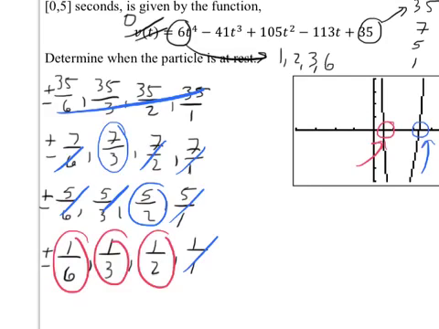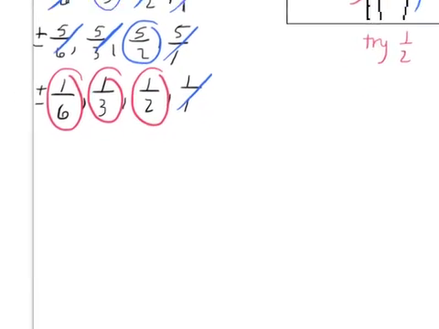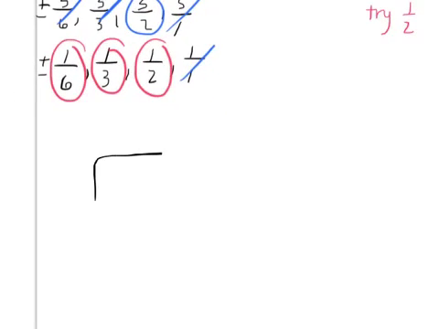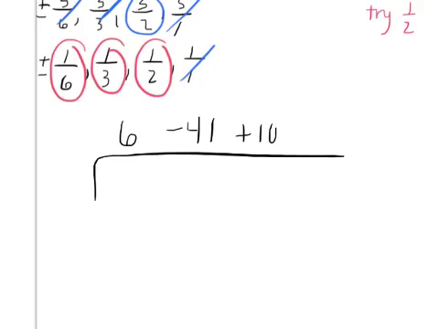So this is a tough one. We have to think about where they lie. It looks like the red one is about halfway, so I would try 1/2 in my table. So let's go ahead and make a synthetic table using the possible root of 1/2. To do that, we've got our coefficients along the top. Remember, it was 6t to the 4th minus 41t cubed plus 105t squared minus 113t plus 35.